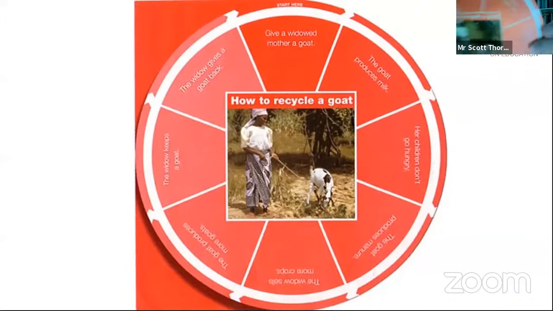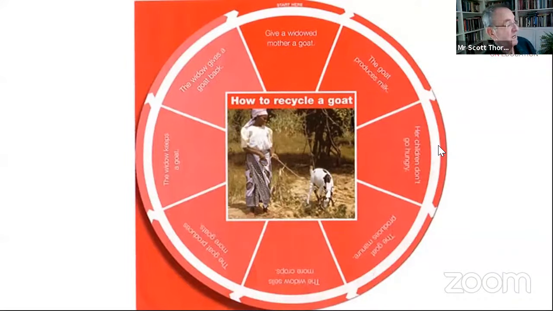So, what is it? Where did I find it? Who wrote it? Why? What's its purpose? It's a kind of pamphlet. Yes, it's information. It's a charity. Absolutely, well spotted. So this arrived in my mailbox. Yeah, it's advertising a charity.